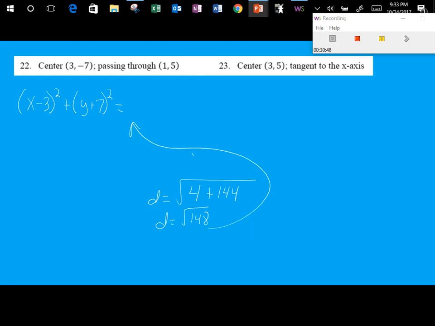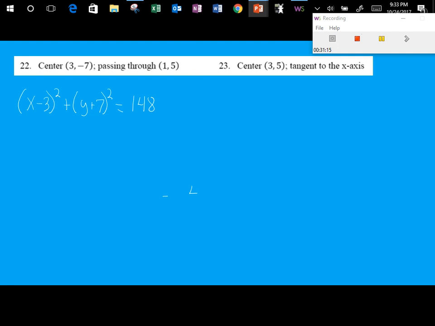Now notice, guys, I didn't reduce that like I did the other ones. Since I'm putting it in the equation, I'm going to square that and just get 148. So there's the equation of a circle with the center at 3, negative 7, passing through the point 1, 5. I sketched a picture to kind of see what I was going with. Here's number 3. Number 3 is a little bit easier than that one, to be truthful.